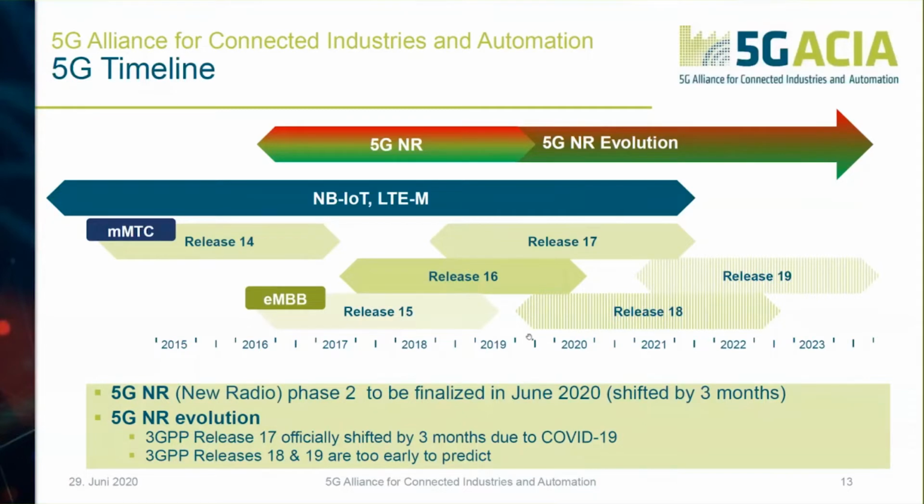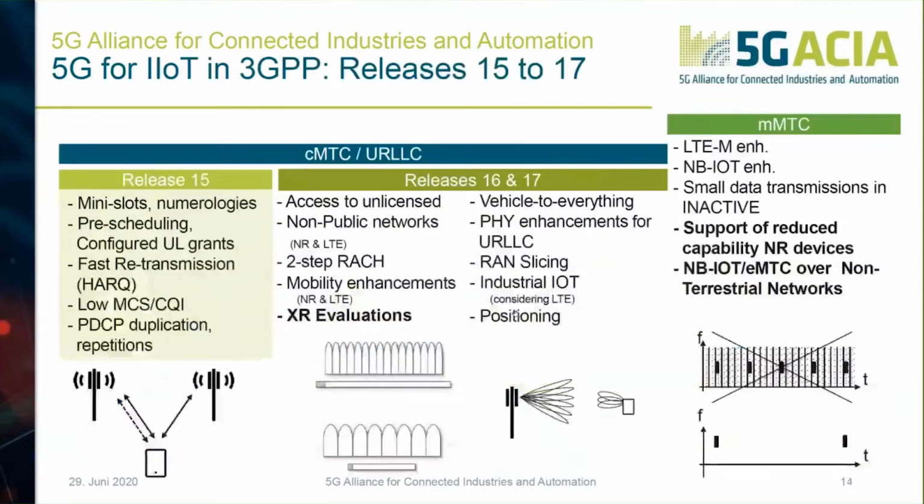The critical aspects: you have certain parts in release 15 and 16 and a little bit in 17. I will show it later in the next slide. If you move on to the next slide, here I have chosen a few features, especially in relation to industrial IoT. For example, what have we done in release 15 in particular?